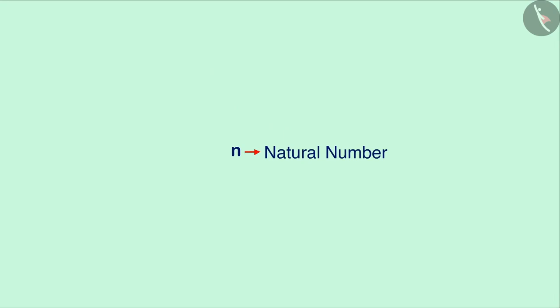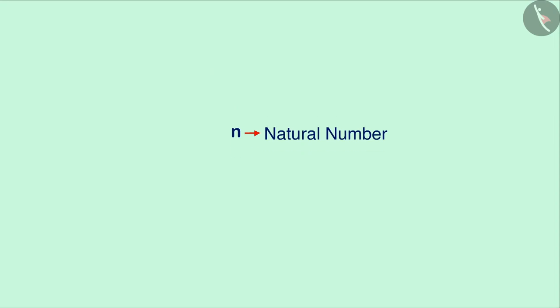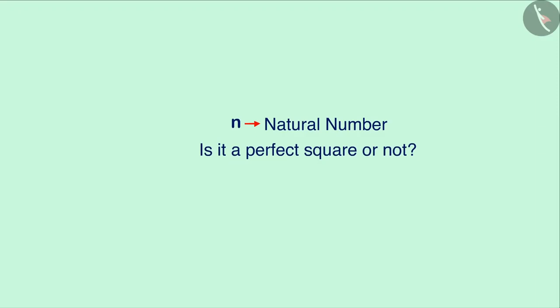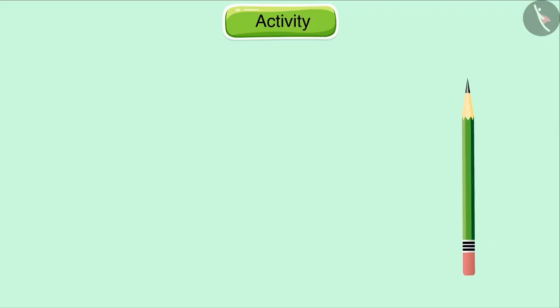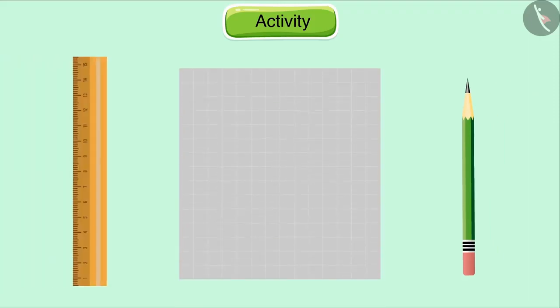Suppose we have a natural number n. How will we find whether it is a perfect square or not? And what will be the square root of that number? Let's perform an activity to find out. You will need a pencil, scale, and graph paper.